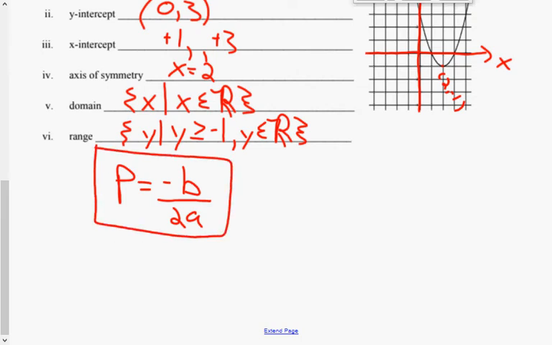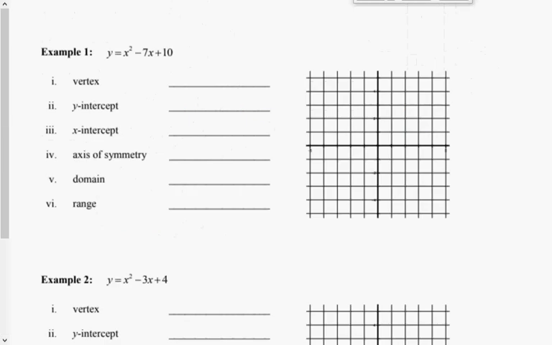I can't remember if I give you this formula on the test or not. You might actually have to memorize that one. Negative b divided by 2a. It's not a big one. Okay. So now let's solve this stuff based on what we're given here.